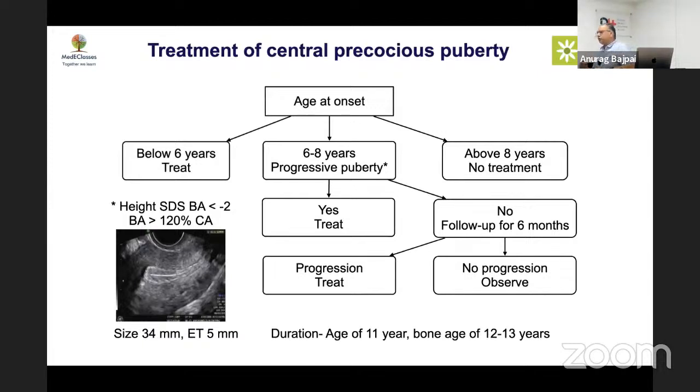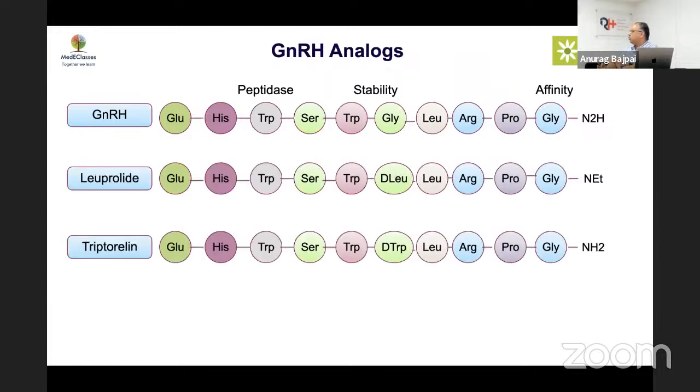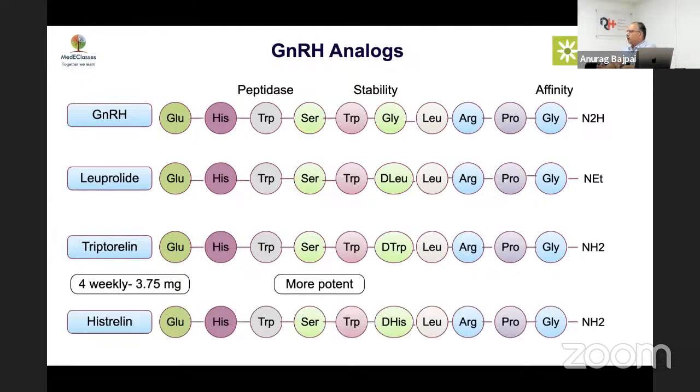And this is a major question because most girls who come to us are between 6 to 8 years of age. And there you have to decide whether GnRH analog is given or not. And that will depend upon your bone age and ultrasound, which will give you a clue. GnRH analogs basically have alteration in the structure of GnRH to allow a longer effect. Most of us are using leuprolide. The dose is 3.75 milligrams every 4 weeks or 11.25 every 12 weeks. There is not much of a difference.